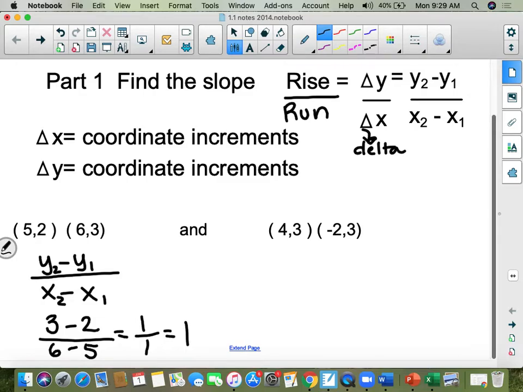You're going to find out that that's what we're going to study for the rest of the year, is slopes. Another name for slope is a derivative, but we'll get into that in the next chapter too.